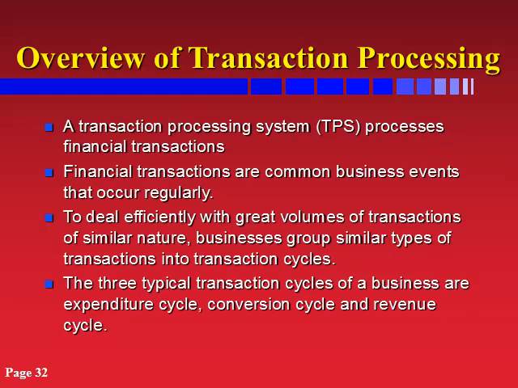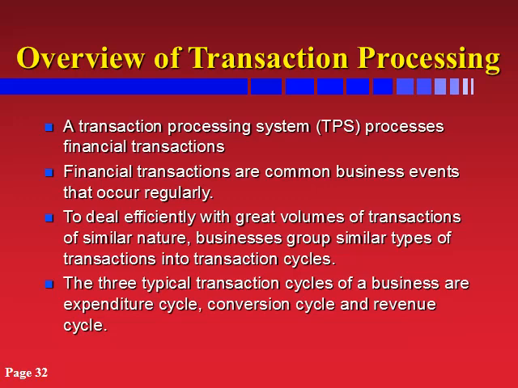Earlier we mentioned that accounting information systems is composed of three major subsystems. 1, the transaction processing system. 2, the general ledger and financial reporting system. And 3, the management reporting system. So what we will do now is to examine more on the transaction processing system. Now, a transaction processing system processes financial transactions, and your financial transactions are your most common business events that happen on an everyday basis.